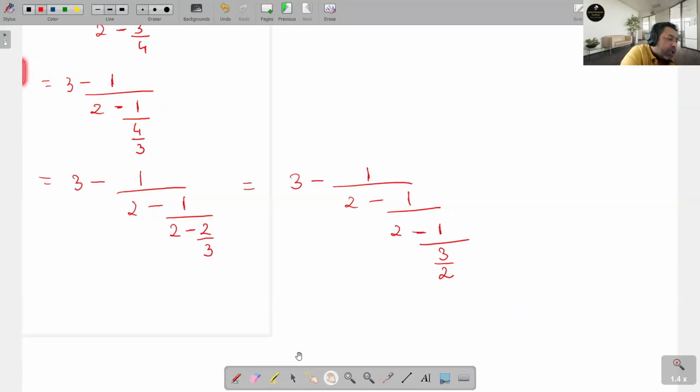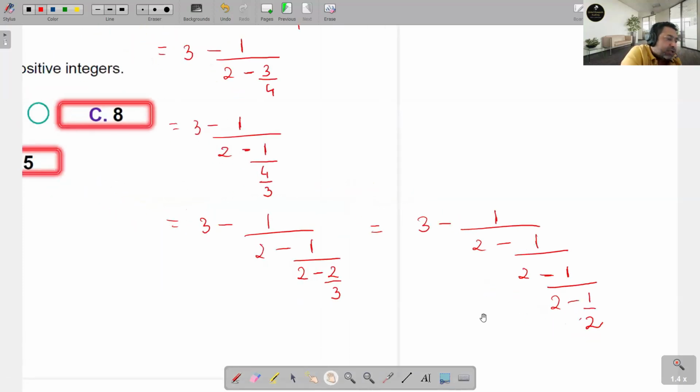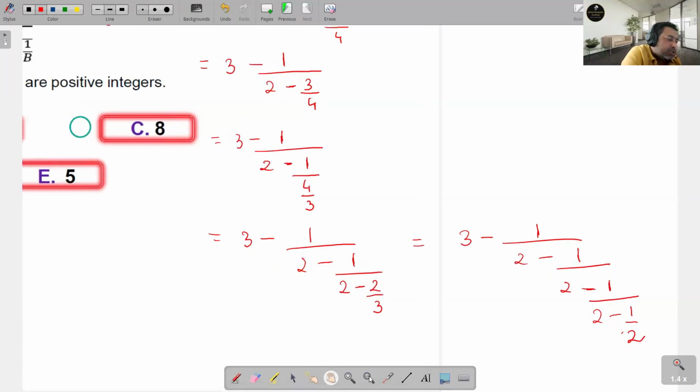This part only I'm going to change this time. I'm not going to write it again. 3 by 2. So 3 by 2 is 1 whole 1 upon 2, which is 2 minus 1 by 2. All right. So now if you compare this with the original fraction here, let me make this a little smaller.